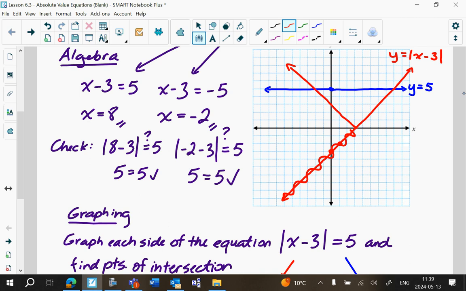So it intersects at 2 points. Those are the solutions. What are they? X is -2. That's one solution. X is +8. That's another solution. So that matches up with what we did algebraically, which it has to. You can't use two different methods and get two different answers. That makes no sense.